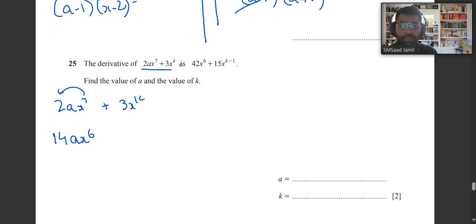Ax^6, we subtract 1 from that power, plus k will multiply with 3. So this becomes 3k, x^(k-1). This is how you do differentiation.